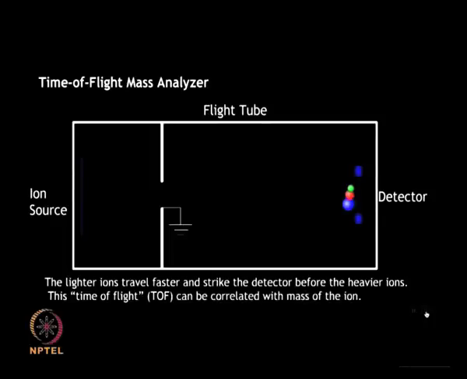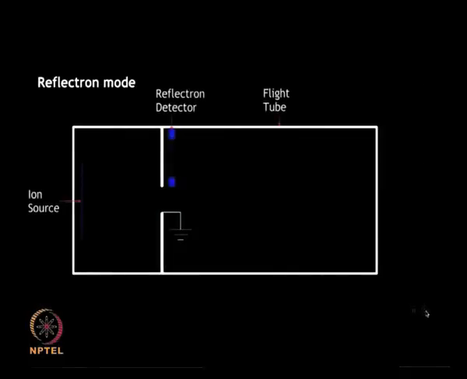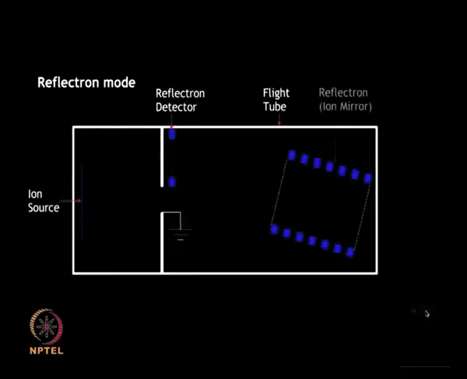As we talked earlier, the TOF analyzer can also be operated in the reflectron mode. This is more commonly used for proteomic studies. A reflectron, which acts as an ion mirror, is incorporated at one end of the time of flight tube. This helps in extending the path length, and in turn the flight time of the ion, without having to increase the actual size of the instrument.